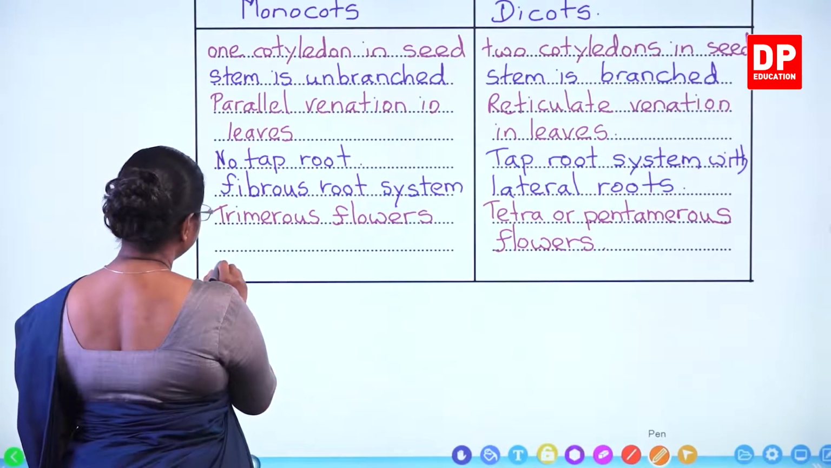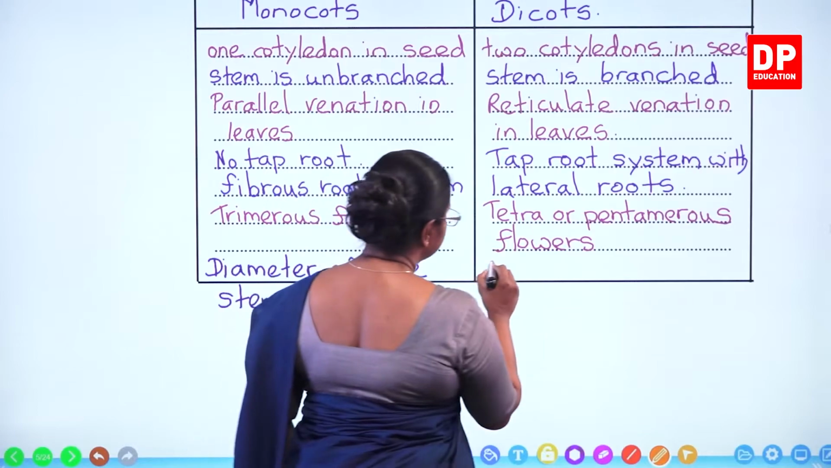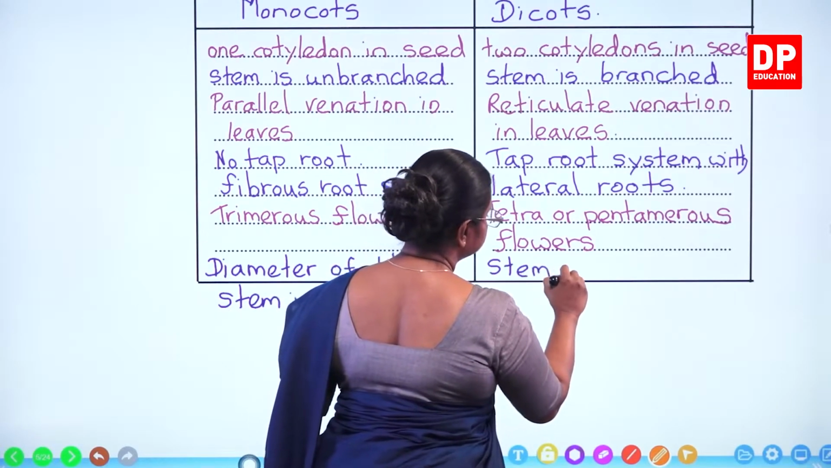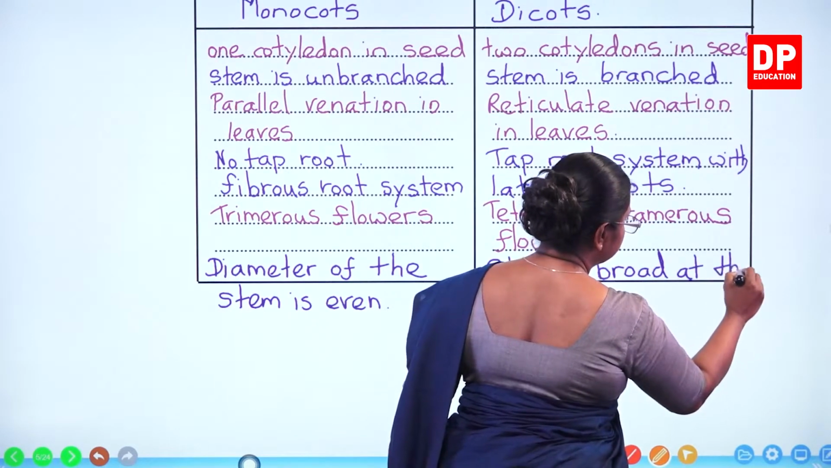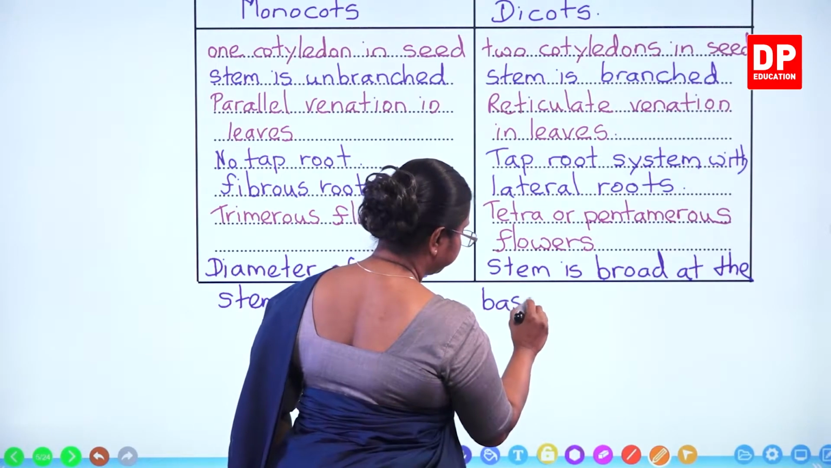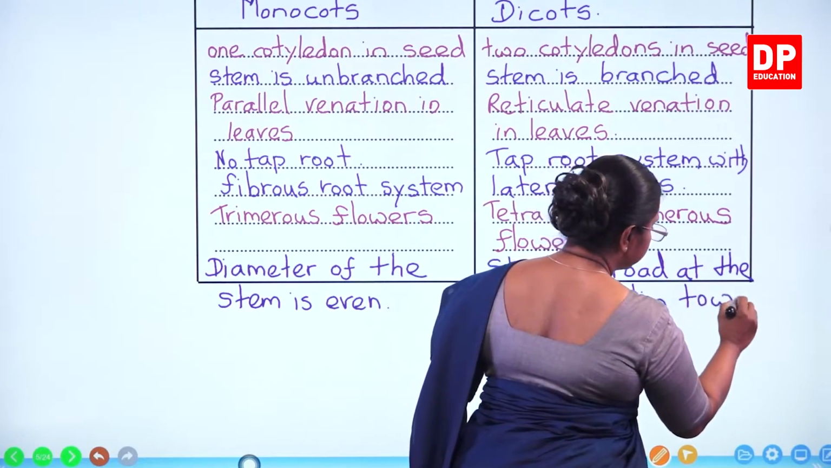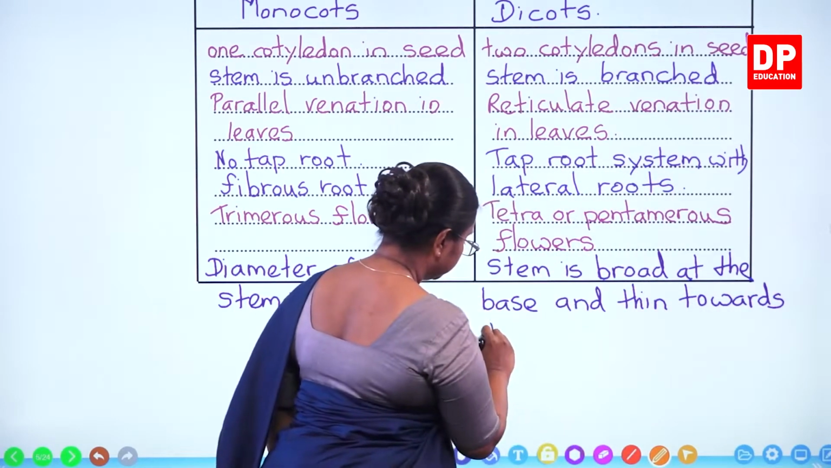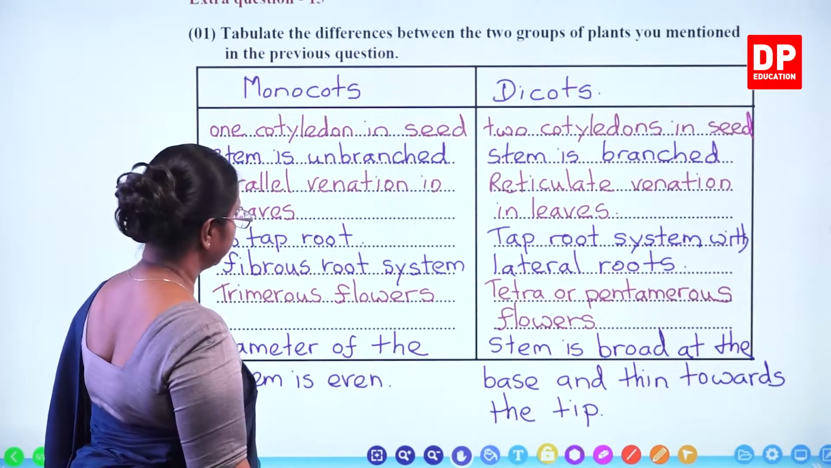So here we can say the diameter of the stem is even. But here the stem is broad at the base and thin towards the tip. So those are the differences.